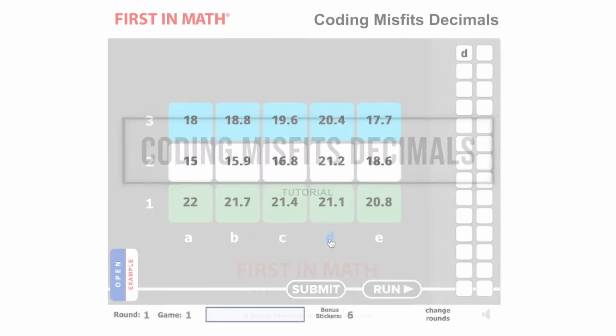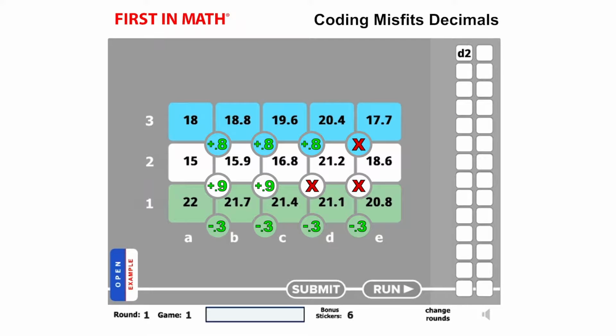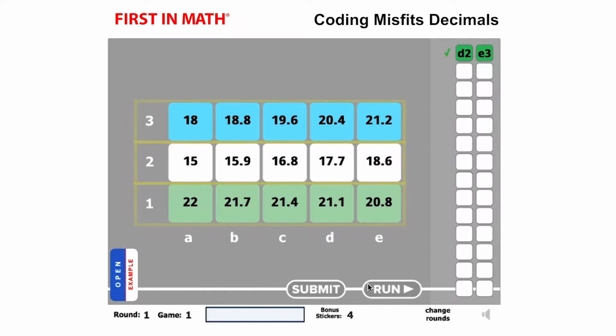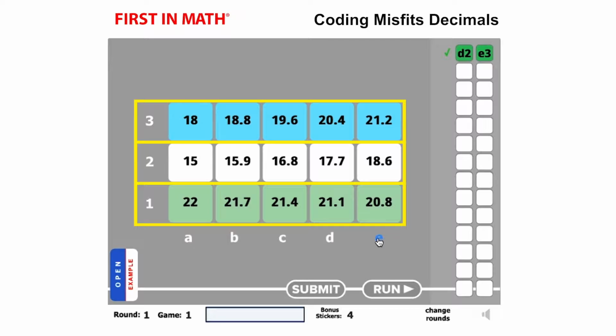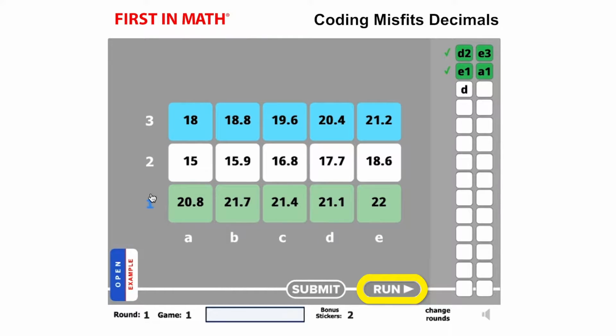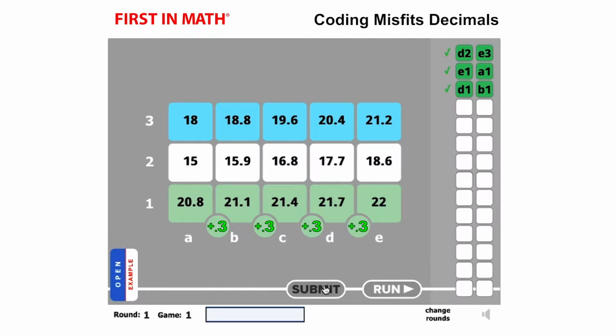Misfits Decimals is a fun way to practice computational thinking using decimal sequences. The goal of the game is to figure out the sequence in each bar, detect the numbers that are out of place, known as misfits, and then move them to their proper space by using code.